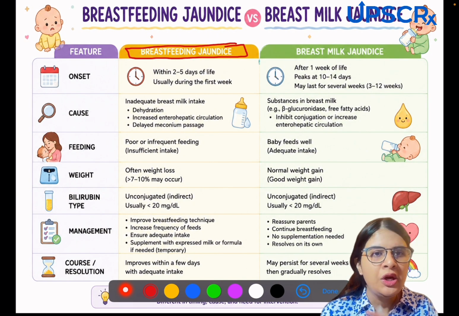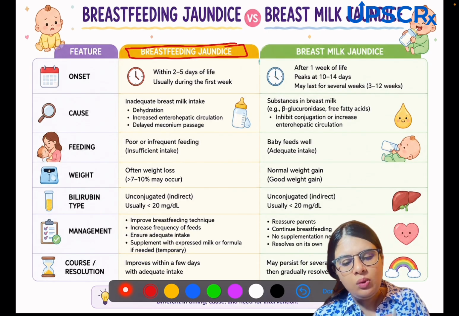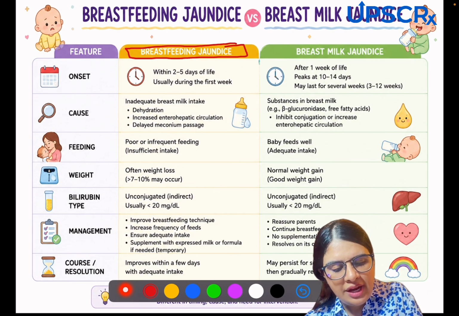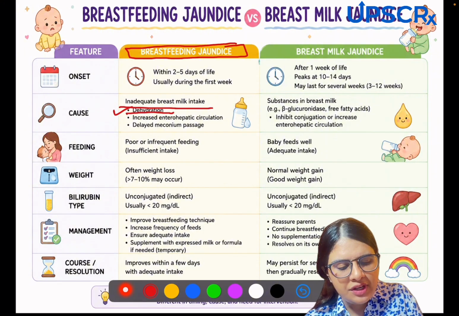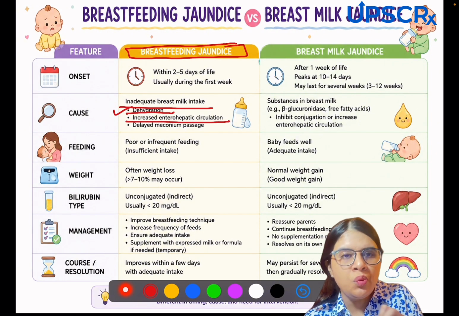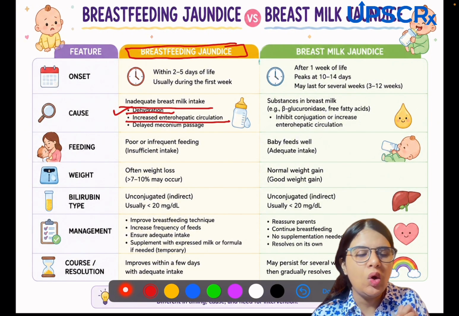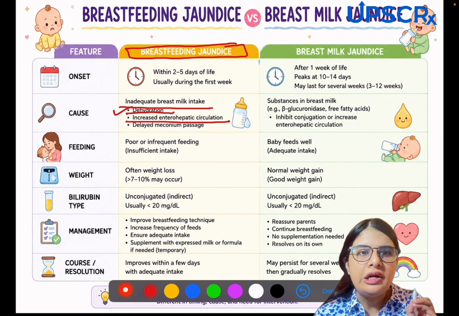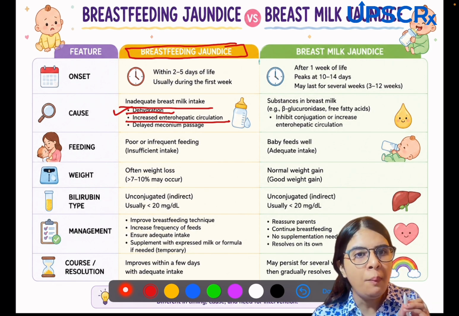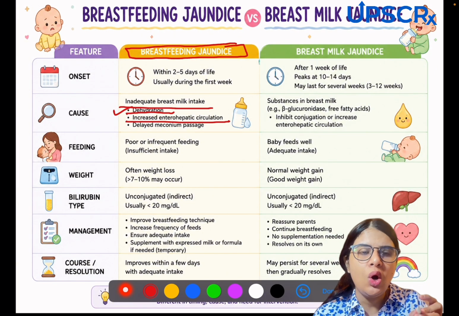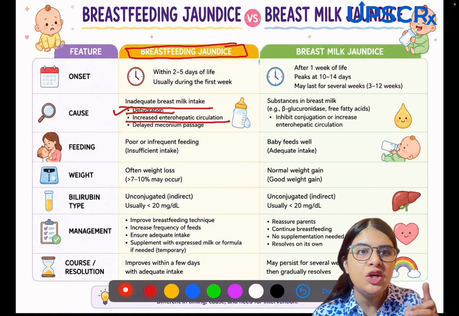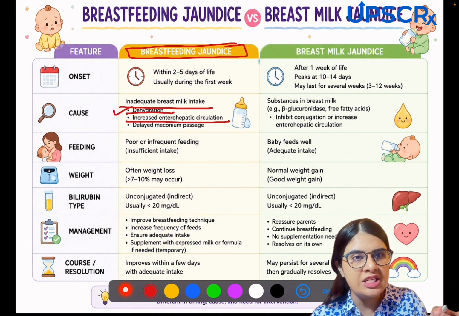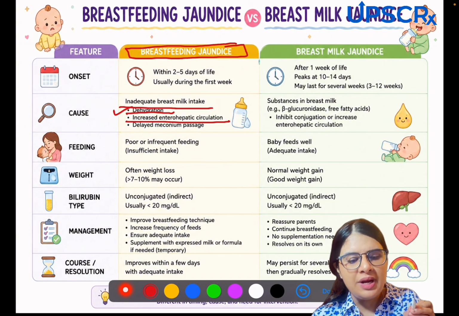So this part is clear. Inadequate breastfeeding will cause dehydration and weight loss, and all of these things can cause jaundice. What will be the treatment of this? Continue breastfeeding, ensure proper attachment, proper positioning, and that the nipples are not inverted. And ensure the frequency of breastfeeding is every 2 hours. Every 2 hours, you have to ensure that the feeding is taking place. That is about breastfeeding jaundice.